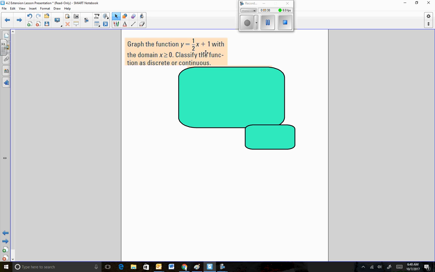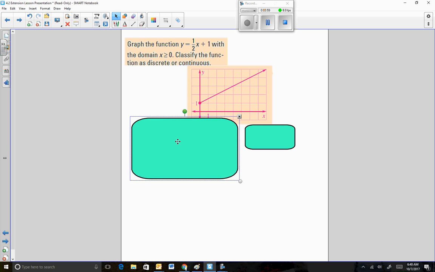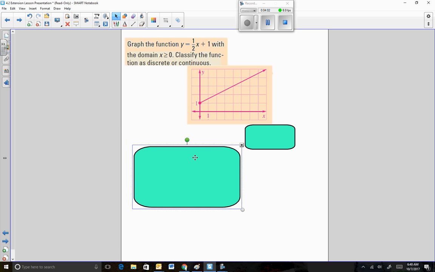All right, graph the function y equals 1/2 x plus 1 with x is greater than or equal to 0. Classify this function as discrete or continuous. All right, pause your video and give it a try. Welcome back. Let's take a look. First of all, it has x is greater than or equal to 0. So if we have that type of thing going on, then we know it's going to be continuous. And then we also take a look at what would our range be. Everything on the graph is from 1 and up. See how this line keeps going up, up, up. So y is equal to 1, and it's also bigger than 1, just so you know your range.